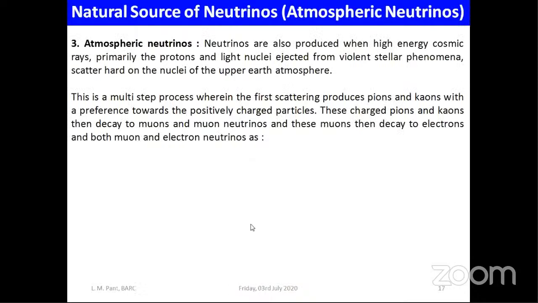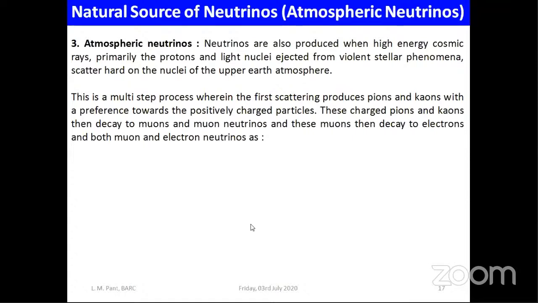Then we, of course, have the atmospheric neutrinos. Now, neutrinos are also produced when high-energy cosmic rays, primarily protons and light nuclei ejected from violent stellar phenomena, scatter hard on the nuclei of the upper Earth's atmosphere. We know this phenomenon very well. Now, this is a multi-step process in the sense that the first scattering produces pions and kaons, with a preference towards the positively charged particles.